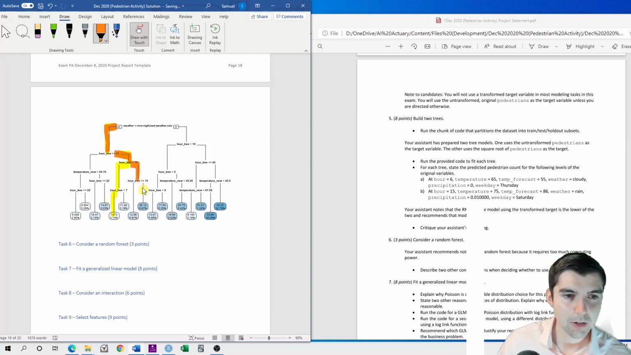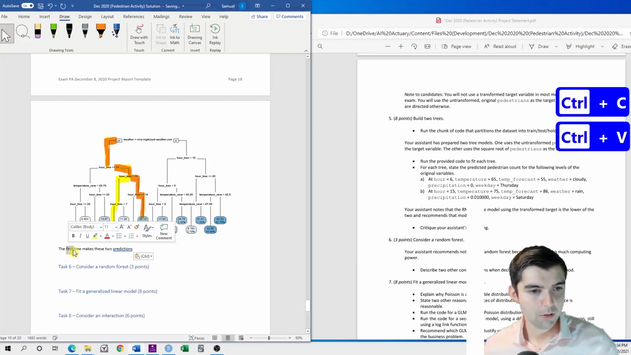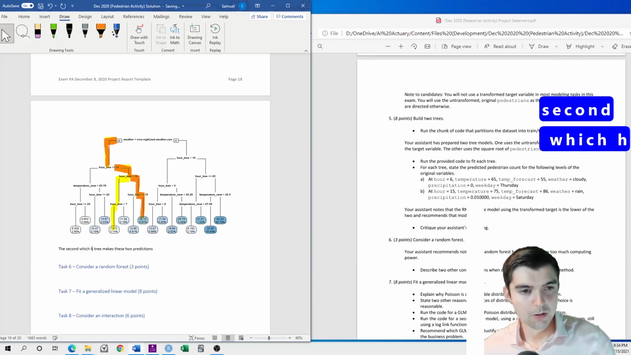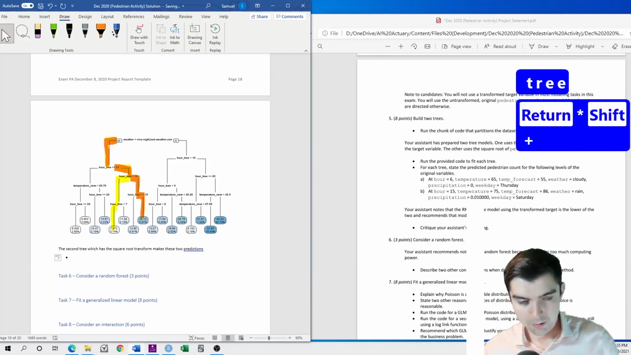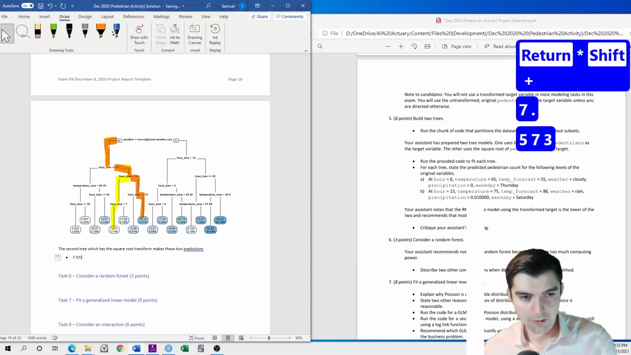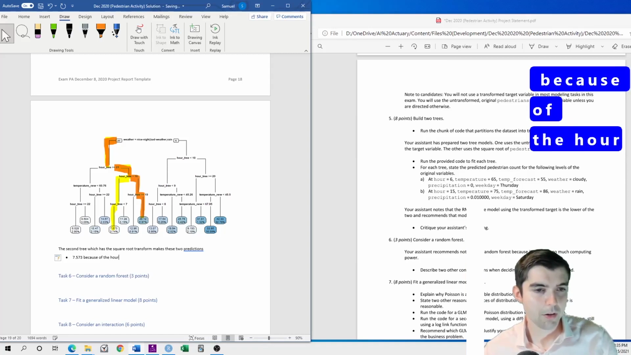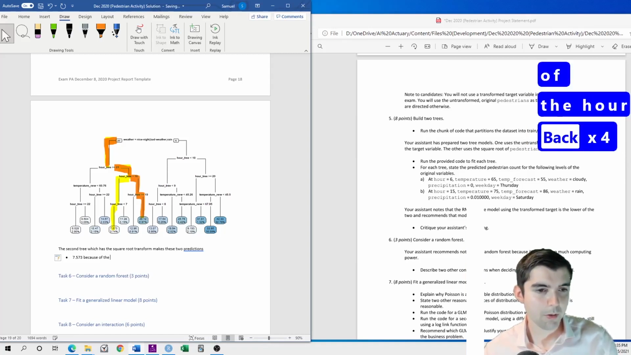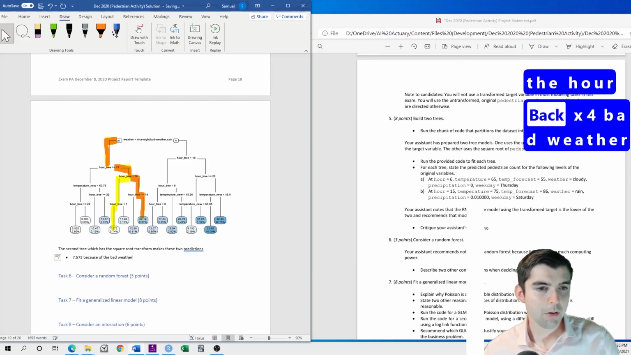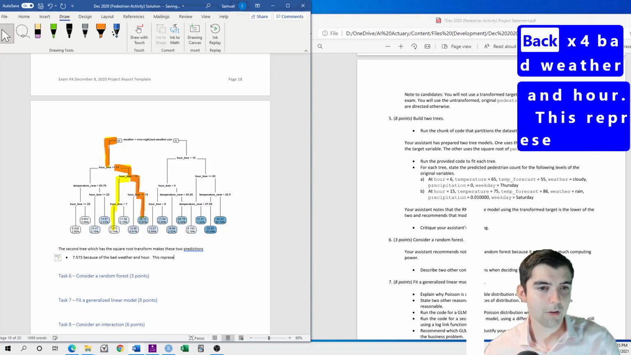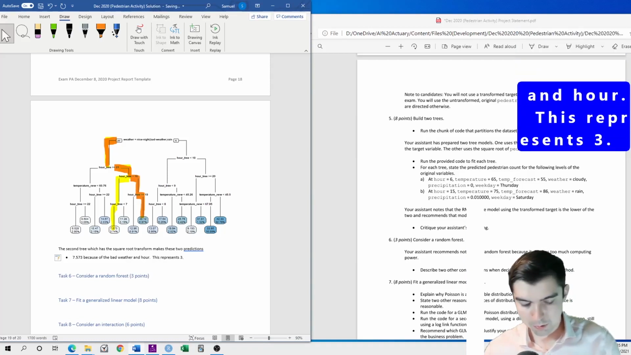And then hour is 15, so that's not greater than 19. The second tree, which has the log, the square root, 7.573, because of the hour, because of the bad weather hour. This represents 3.74.